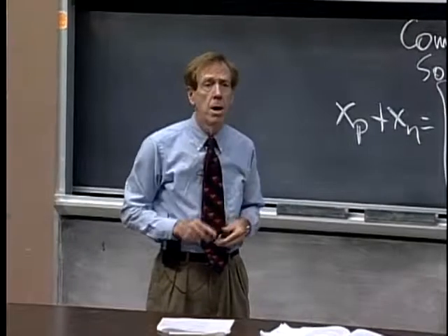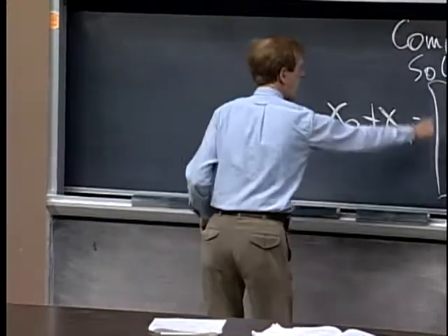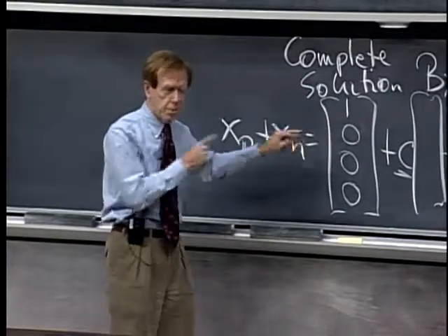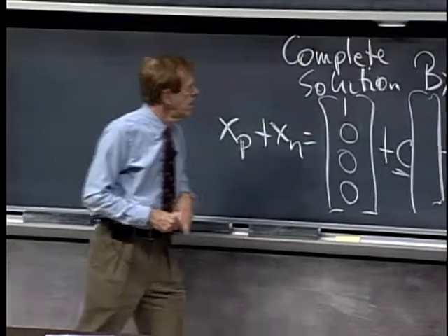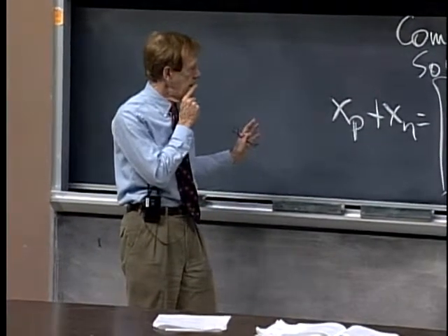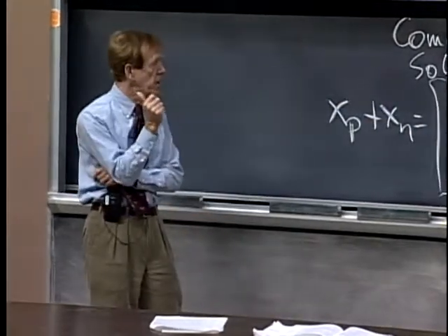Yeah. I don't understand how you got X particular. This X particular guy. Okay. Well, so that particular X particular says that, see, when I multiply by this guy, I'm going to get the first column of B.